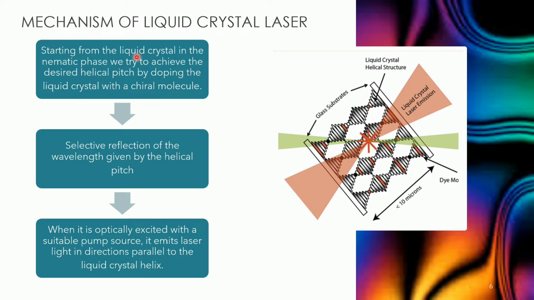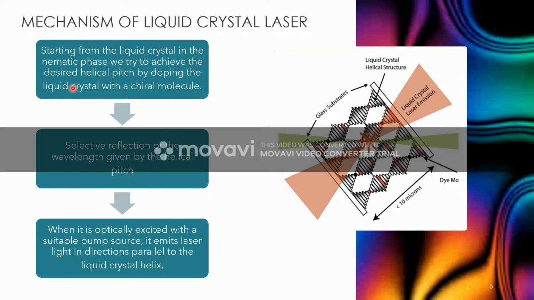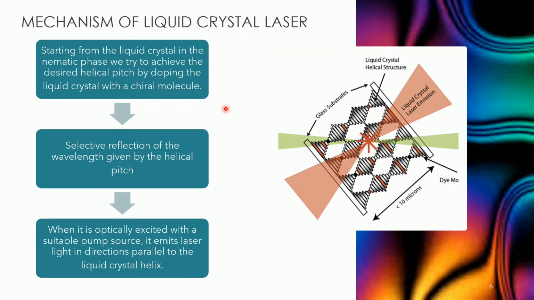So starting from the liquid crystal in the nematic phase, we try to achieve the desired helical pitch by doping the liquid crystal with a chiral molecule. This is the outcome, which is called the liquid crystal helical structure. The reason why we do this is because we want to get a desired helical pitch.